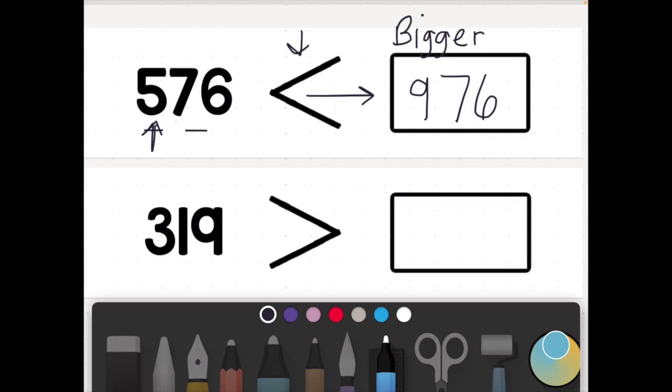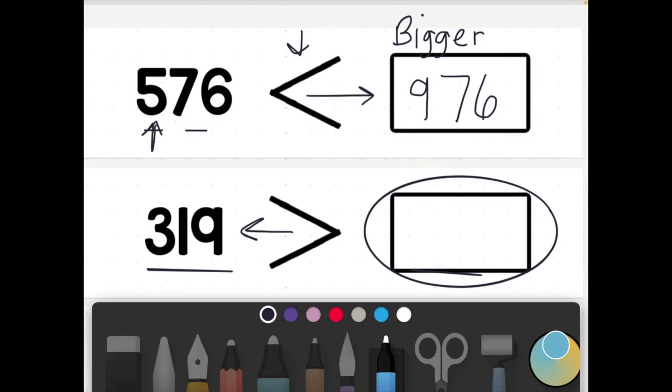But now think of over here on this one, where it says 319 is greater than this missing number. The sign is eating this number now, so this one over here is bigger. This guy is the big number, so that means we need a small number. And it doesn't matter what your number is, just as long as it's smaller than 319. It could be 318. It could be 317. It could even be just 300, because 300 is smaller than 319.